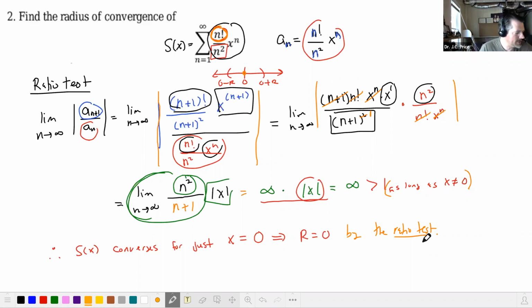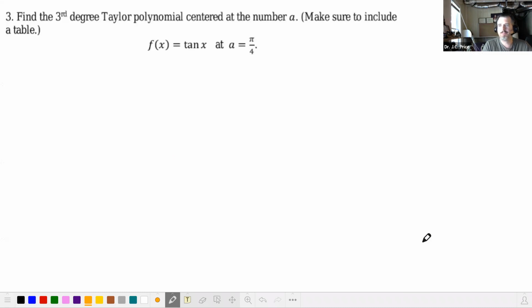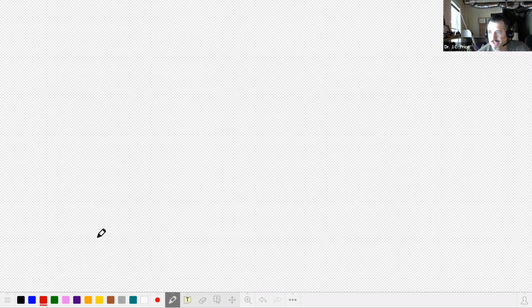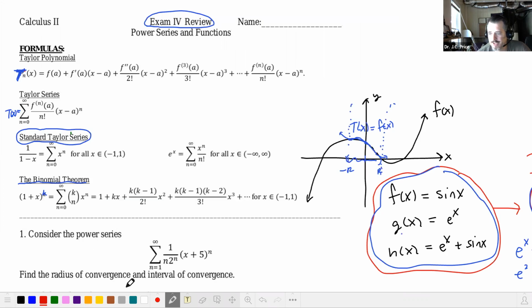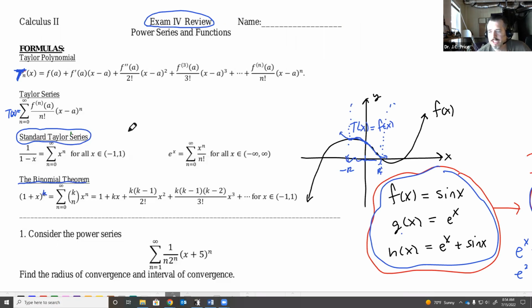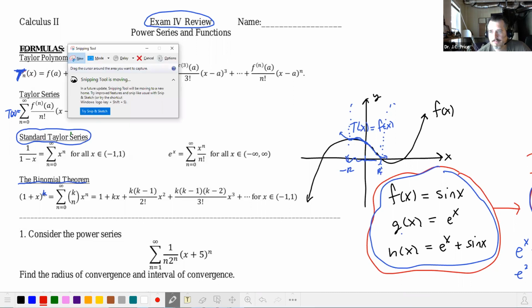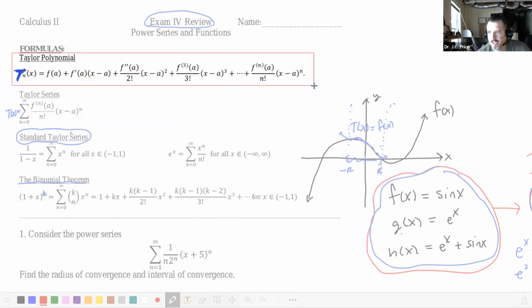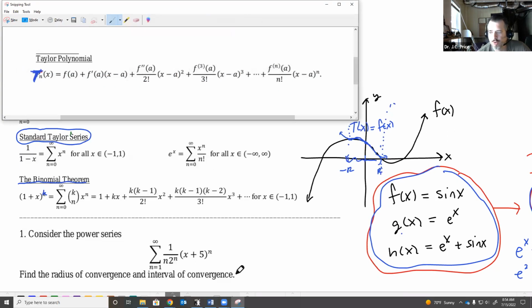Okay, so that concludes power series stuff. Now let's go on to Taylor polynomials. All right, so let's talk about these things here. Remember, you are going to get the formula. Let me go back here and snip the formula out so you can see it. So on the exam, you'll be given this formula and you just have to know how to use it, basically, do what it says.